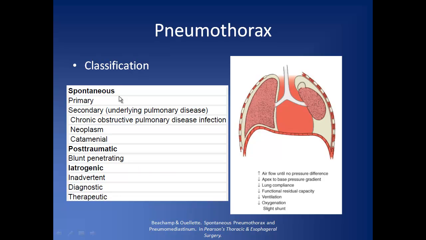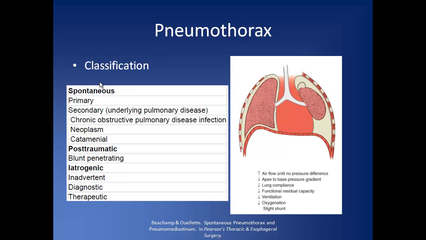So pneumothorax. So there's classification. You have different types. Spontaneous, you have the primary one. Chronic, which can be secondary, so if patients have COPD, neoplasms, so lung cancers can perforate and create pneumothoraces.